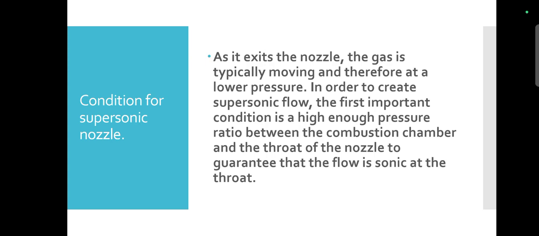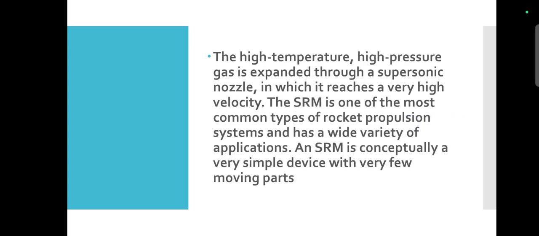As it exits the nozzle, the gas is typically moving fast and therefore at a lower pressure. In order to create supersonic flow, the first important condition is a high enough pressure ratio between the combustion chamber and the throat of the nozzle to guarantee that the flow is sonic at the throat. The high temperature, high pressure gas is expanded through the supersonic nozzle, in which it reaches a very high velocity.